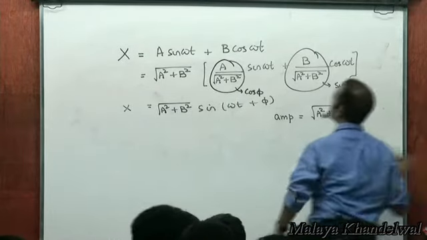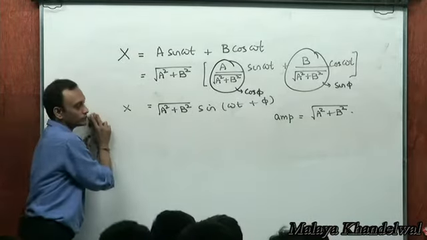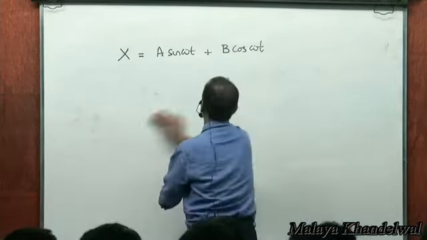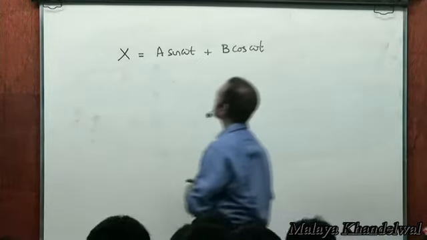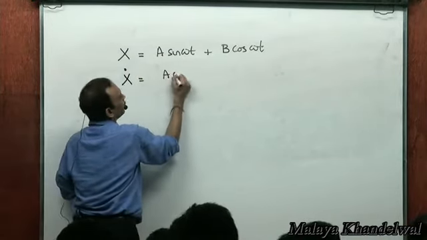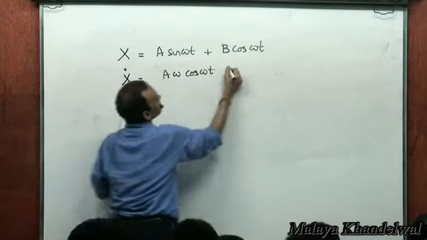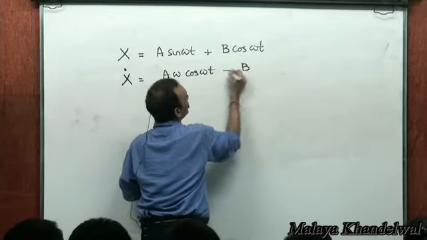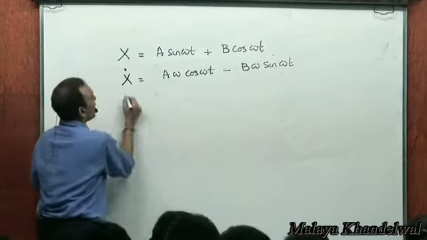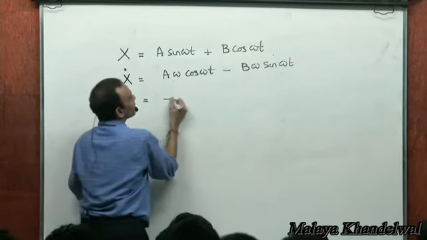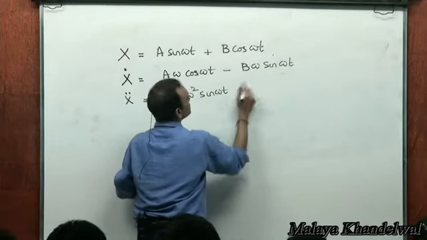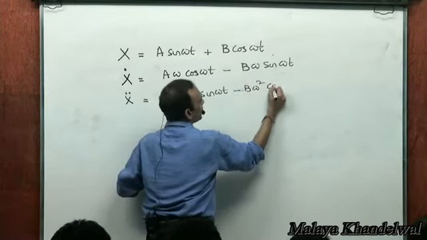Suppose now, can I wipe this off? And in fact, you could have checked it by differentiating as well. Let's do that. x dot is a omega cos omega t minus b omega sin omega t, right? x double dot is minus a omega squared sin omega t minus b omega squared cos omega t.